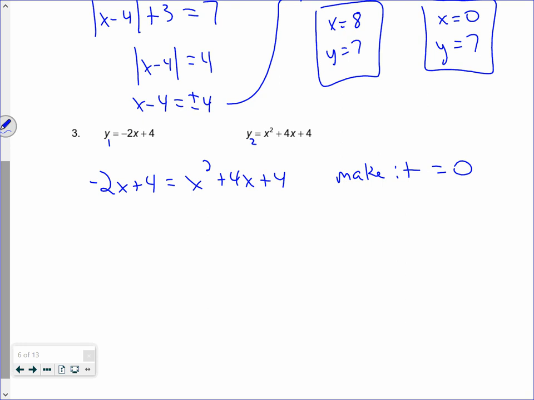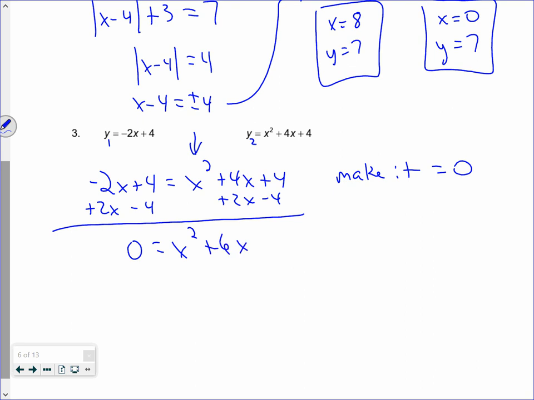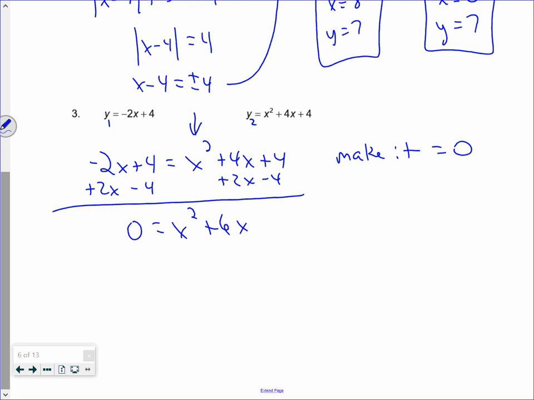I tend to move everything so that the quadratic term, the square term, has a positive coefficient, just because if I'm going to factor, I do a better job if that is not a negative number. So I'm going to add 2x and I'm going to subtract 4. You do that at the same time, like this, so that my left side is 0 and my right side says x squared plus 6x.